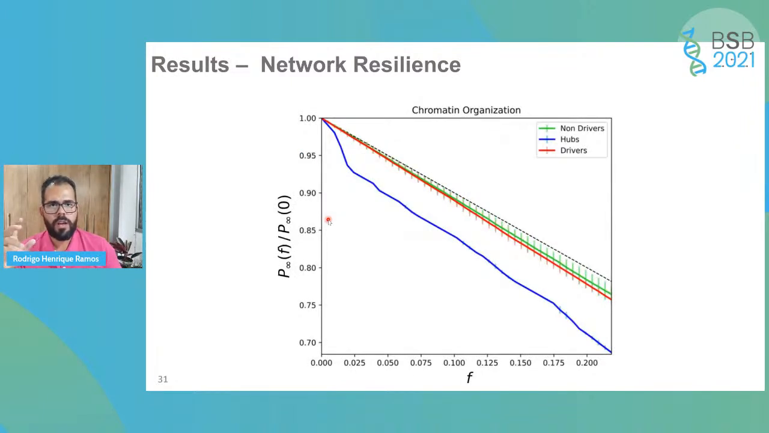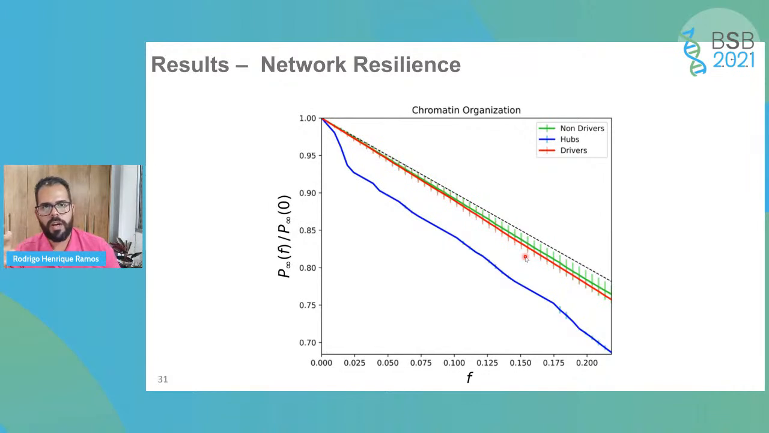We show this resilience to impacts in a plot, and here we have the chromatin organization superpathway. This black dotted line represents no impact. That is, when we remove 10 nodes, the largest connected component loses 10 nodes, so no impact. And we see that the green line is the random removal of nodes from the set of no drivers, and the red line is the random removal of genes from the set of drivers.